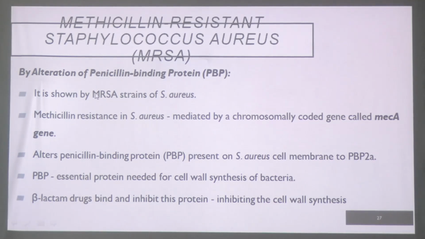Then another kind of resistance that is seen by alteration of penicillin binding protein, which is shown by MRSA strain. What is happening here? They have this mecA gene. This mecA gene alters PBP to PBP2A, and this PBP is the site of target for drugs. So when it is changed to this, they are rendered useless. Okay?